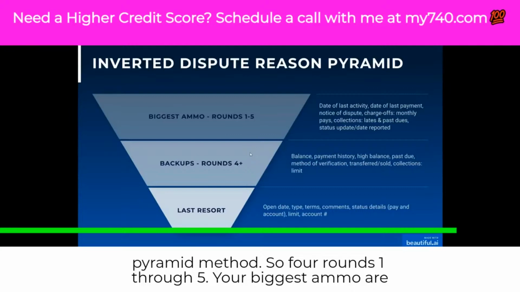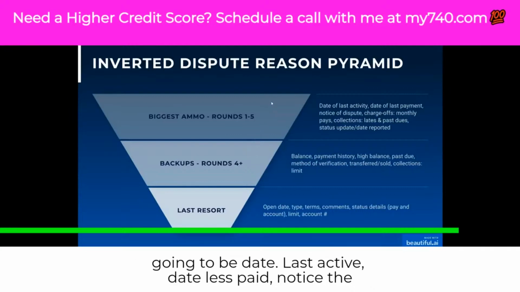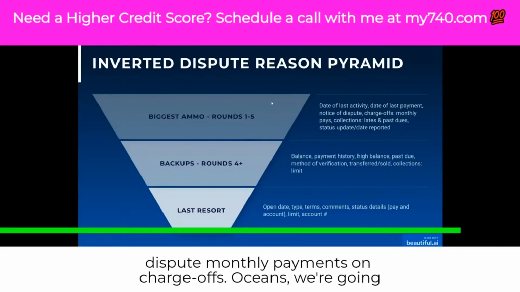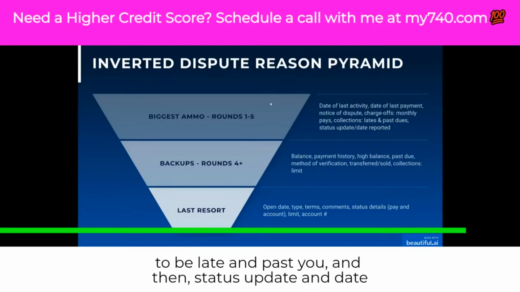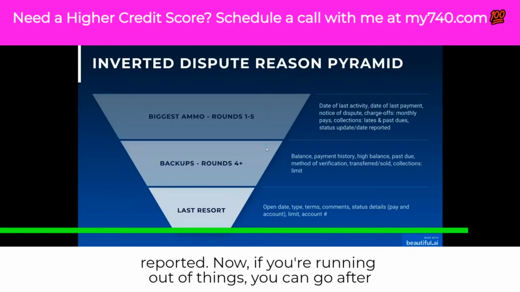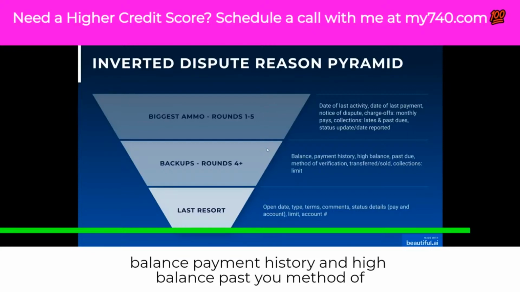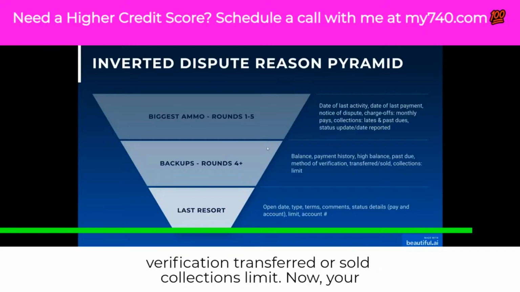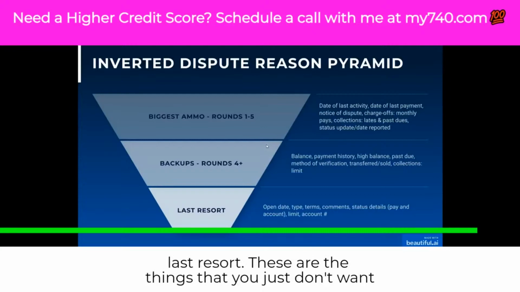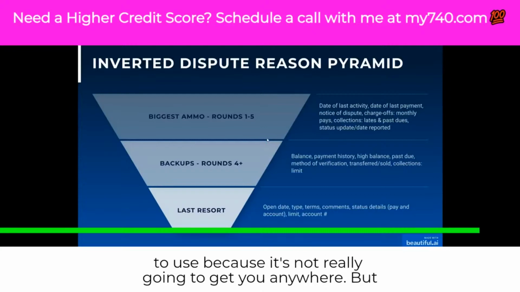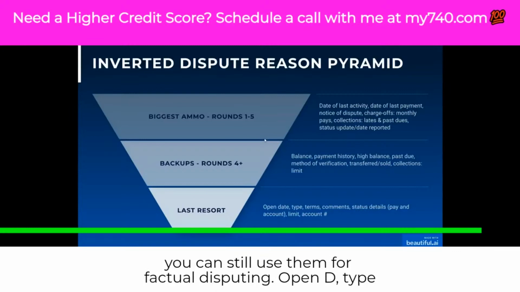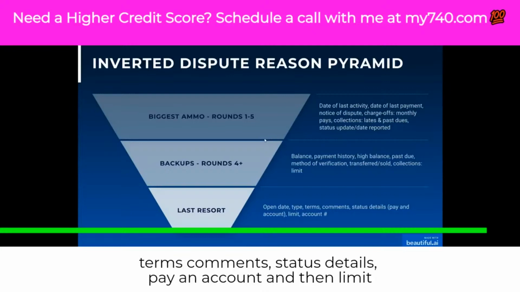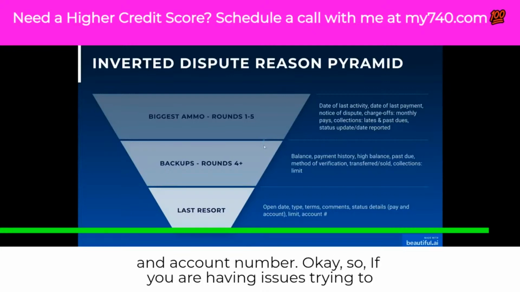So for rounds 1 through 5, your biggest ammo are going to be date last active, date last paid, notice of dispute, monthly payments on charge-offs, collections were going to be late and past due, and then status update and date reported. Now, if you're running out of things, you can go after balance, payment history, high balance, past due, method of verification, transferred or sold, collections, limit. Now, your last resort, these are the things that you just don't want to use because it's not really going to get you anywhere, but you can still use them for factual disputing: open date, type, terms, comments, status details, pay and account, and then limit and account number.